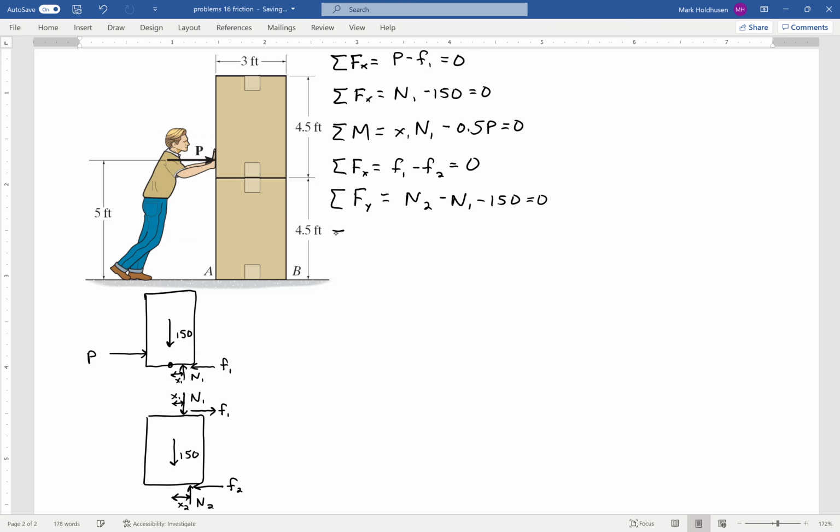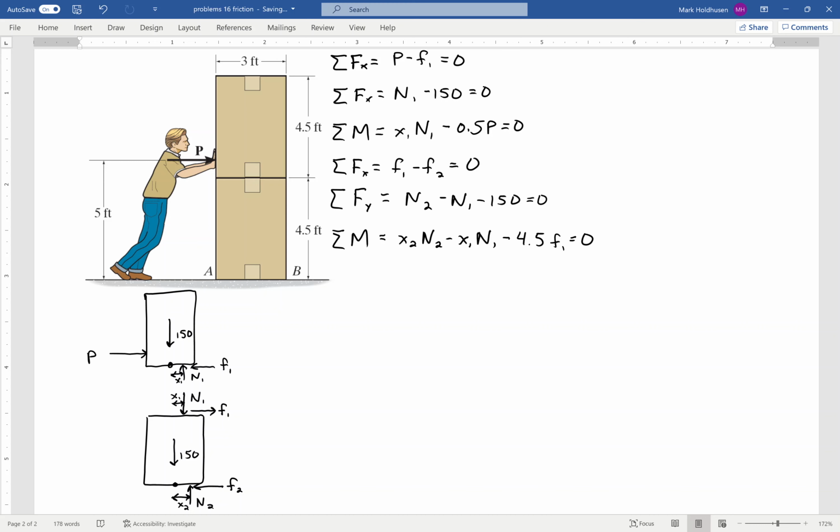Okay, and then I'll sum the moments about, again, the point right below the 150 right in the center there. That gets rid of the 150 as well as the F2. Now this time I'm going to have a couple of moments due to n. I'll have x2, n2, and then I'll have negative x1, n1. Okay, and then I've got the friction force up at the top creating a moment as well. So that's going to be negative 4.5 feet, the height of the box, times F1. Of course, F2 goes right through the point, so I don't worry about that. And I set that equal to 0.